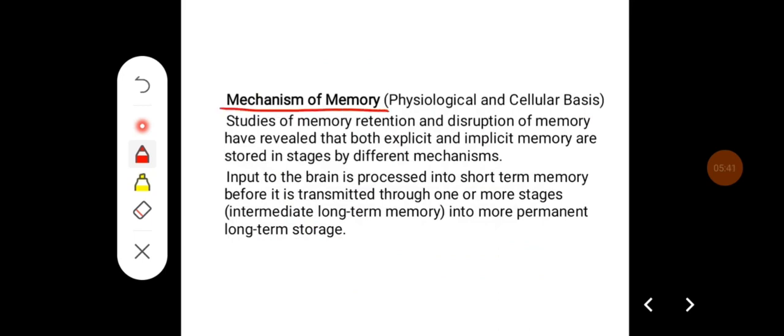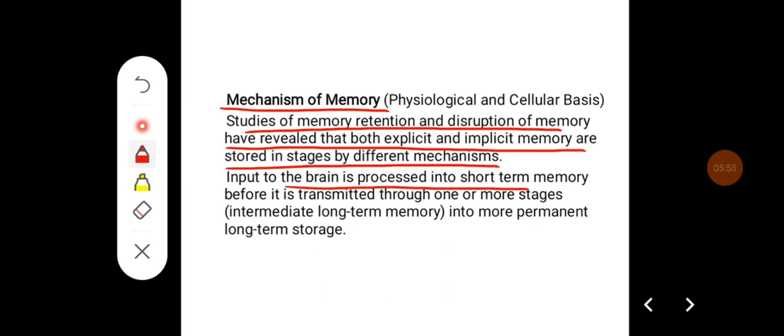Mechanism of the memory, that is the cellular basis. Studies of memory retention and disruption of memory have revealed that both explicit and implicit memory are stored in stages by different mechanisms. Input to the brain is processed into short-term memory before it is transmitted through one or more stages, that is intermediate or long-term memory, into more permanent long-term storage.